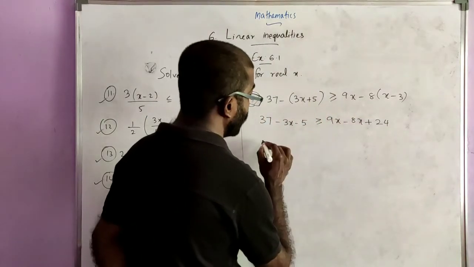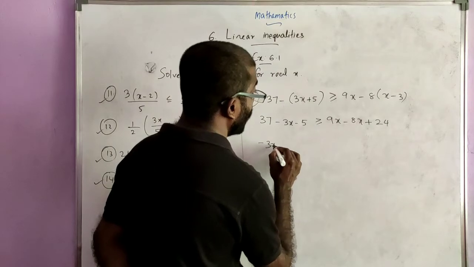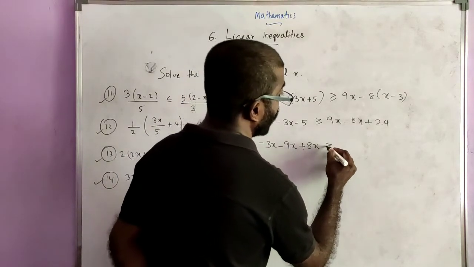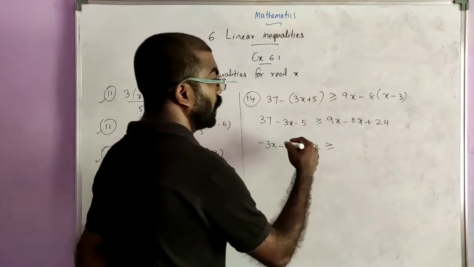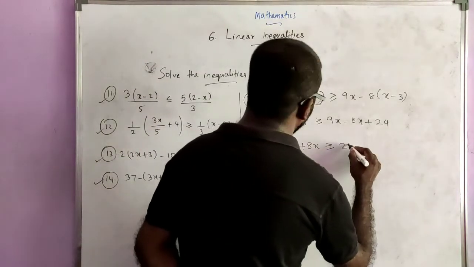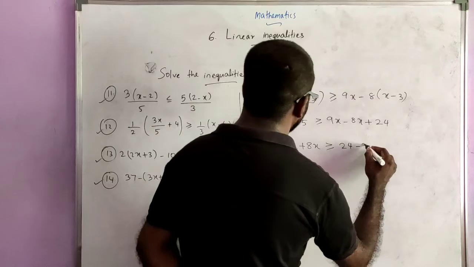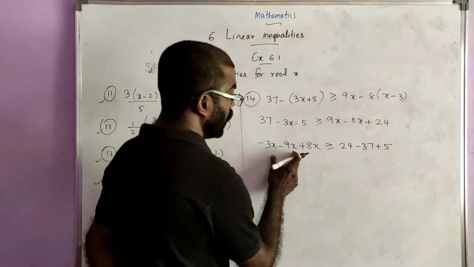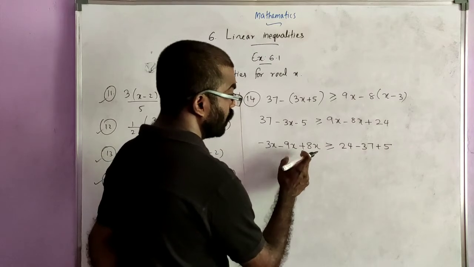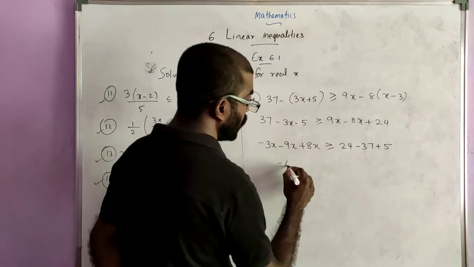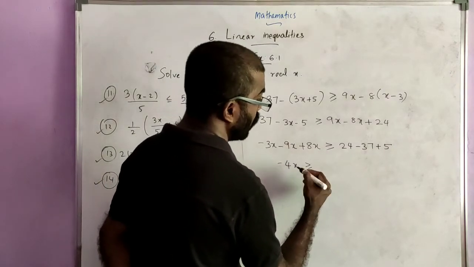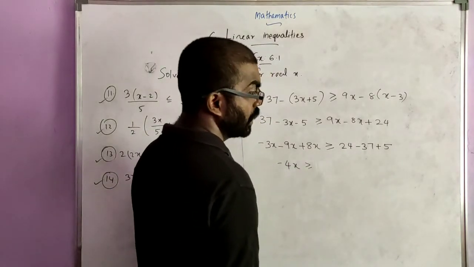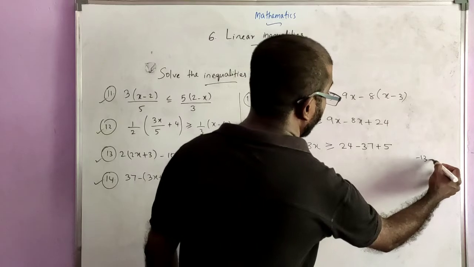Now we can collect the x terms to the left side. So minus 3x minus 9x plus 8x greater than or equal to, and we can take the numbers to the right side, 24 then minus 37 plus 5. Minus 3 minus 9 is minus 12, then plus 8. So minus 4x greater than or equal to 24 minus 37, which is minus 13. Then minus 13 plus 5.